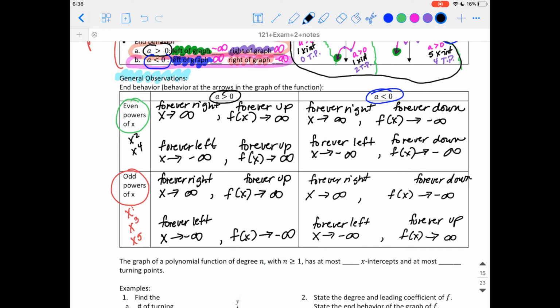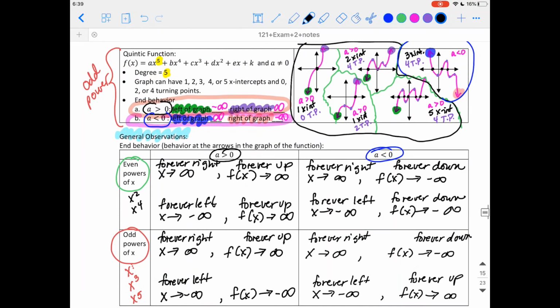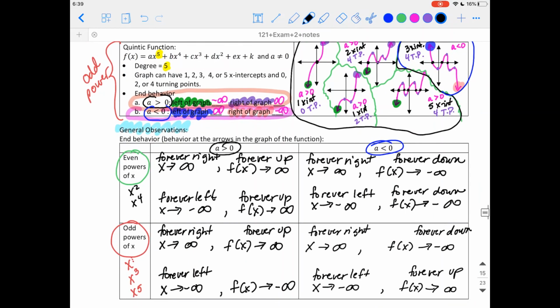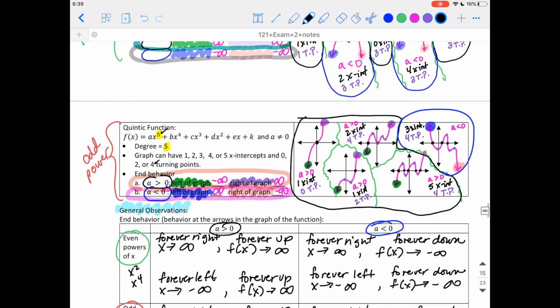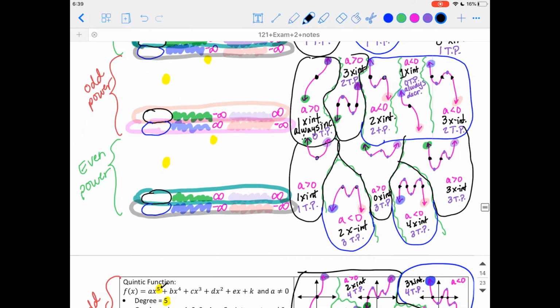Now this next sentence, it'd be nice if we can come up with the fill in the blanks here. It says the graph of a polynomial function of degree n with n greater than or equal to 1 has at most blank x-intercepts. So if I look at the quintic, the degree is 5, and the highest number of turning points is 4.